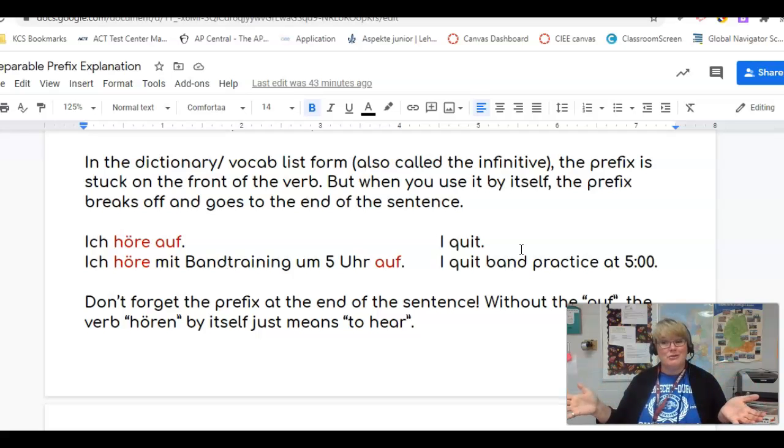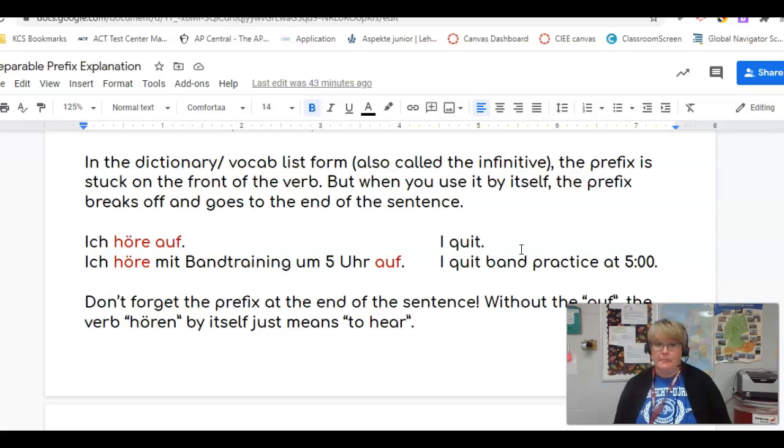No matter how long your sentence is, also ich höre mit Bandtraining 5 Uhr auf. Also that auf breaks off the front of the verb and goes to the end of the sentence. So ich höre mit Bandtraining 5 Uhr auf. I quit band practice at 5.